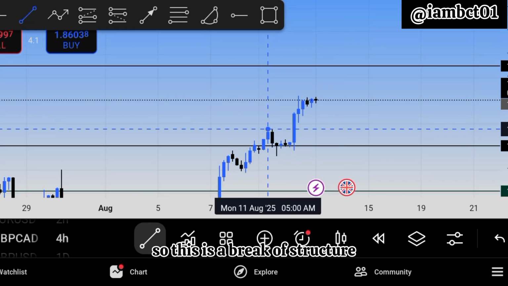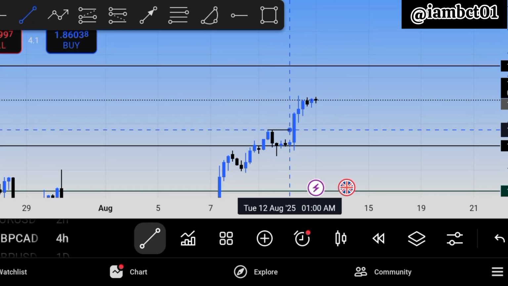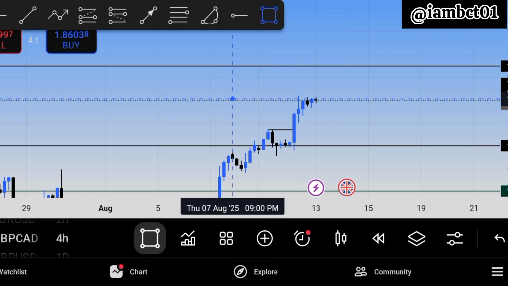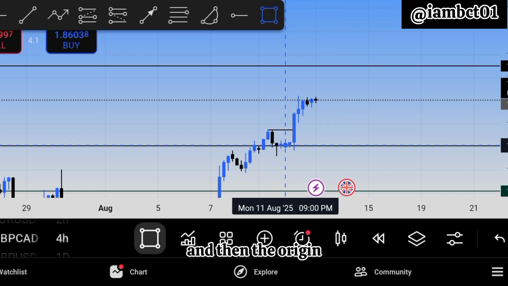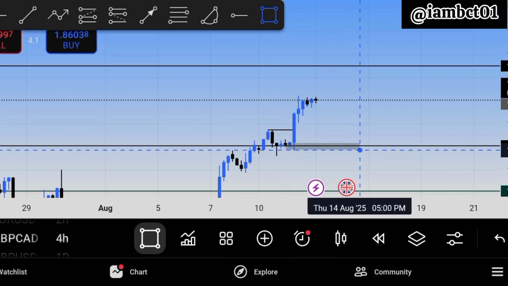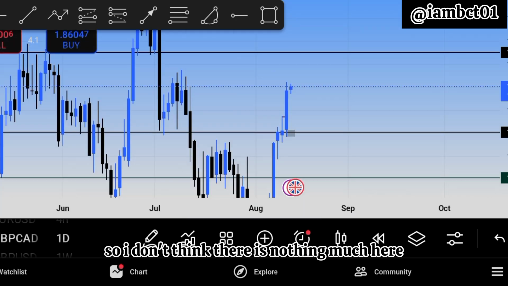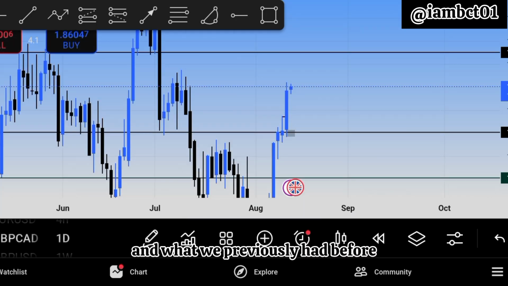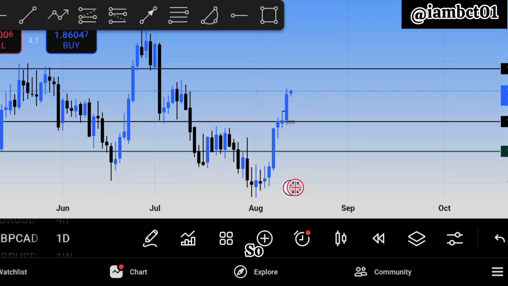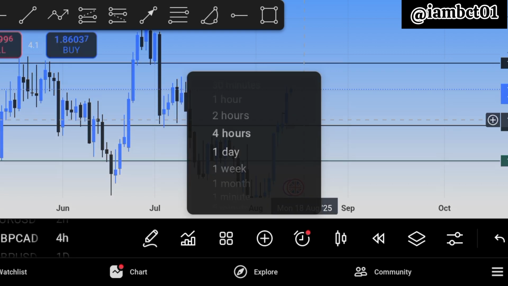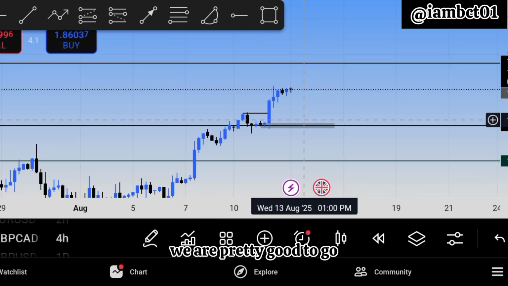So this is a break of structure here, and then the origin, which is the zone. So I don't think there is much here than what we previously had before. So to just close this daily order block down for us, we are pretty good to go.